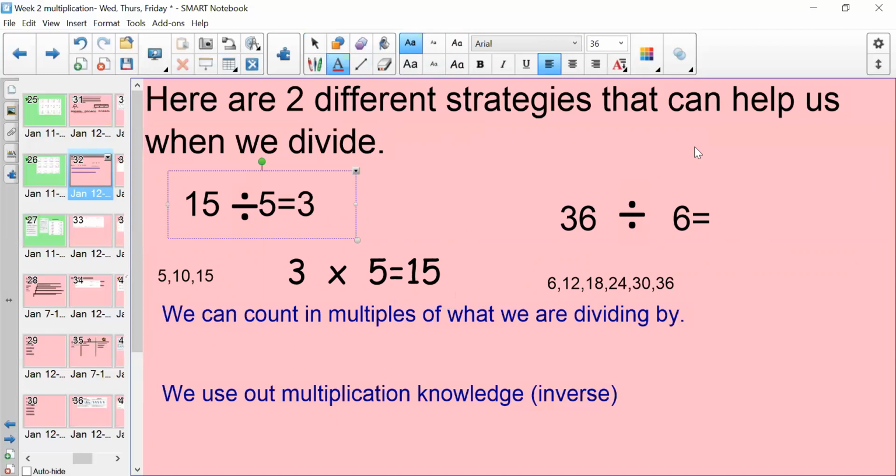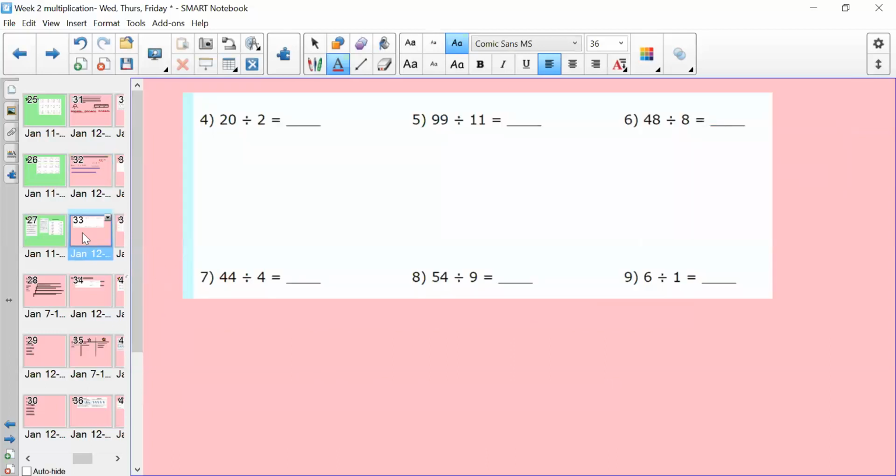And then the same with this question, you would do 6 times something equals 36. And then if you know your multiplications really well, you would know that 6 times 6 equals 36. So those are just 2 strategies to help you until you become confident with your division facts. Okay, so using these 2 strategies, unless you know them out of your head already, I'd like you to pause the video and find the answers to these division sums.